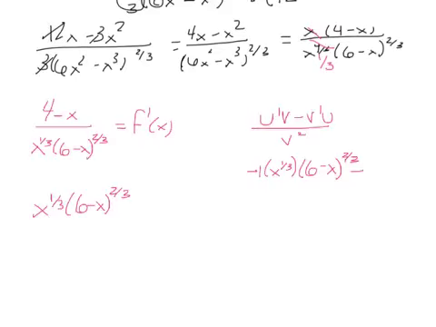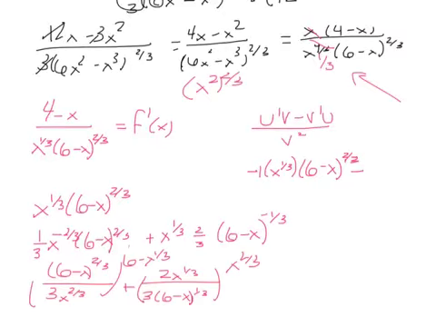So to find v prime, I'm going to do the product rule this time, which is v prime u plus u prime v. So I will have 1/3 x to the negative 2/3 times (6 minus x) to the positive 2/3, plus x to the 1/3 times 2/3 times (6 minus x) to the 1/3.